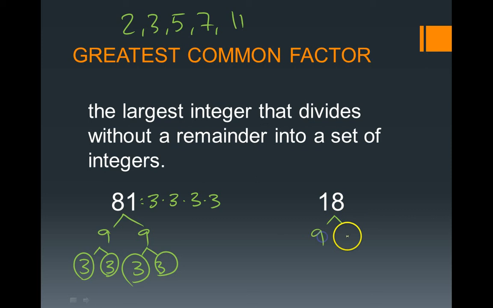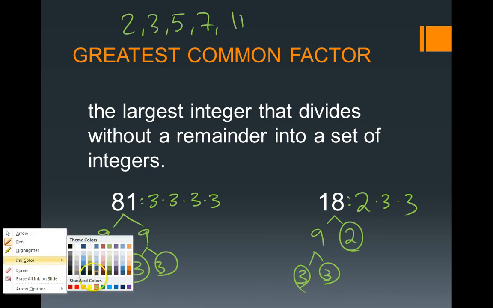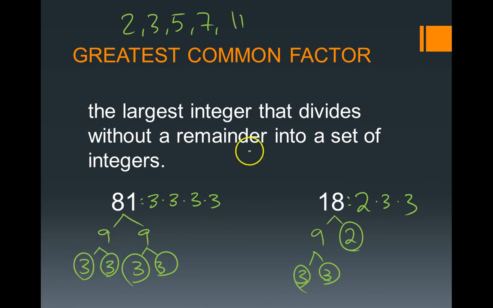18, well that's 9 times 2. 2 is prime, so I'm done there. And 9 is 3 times 3. So 18 is 2 times 3 times 3. Well, if we line these up like we did last time, let's change my color here to make it stand out. How about orange? We have 81 and 18. And here we have 3 times 3 times 3 times 3. Here we have 2 times 3 times 3. Well, I have common factors here. I have common factors here.